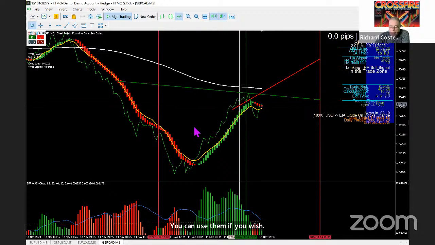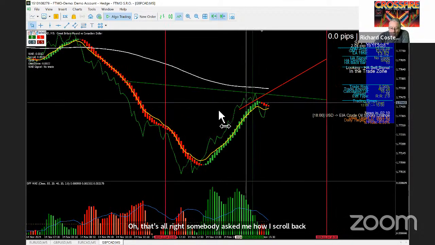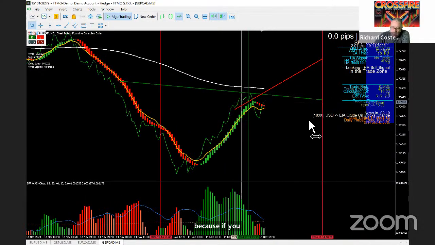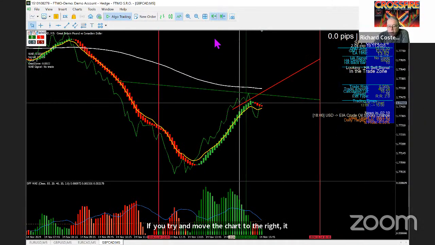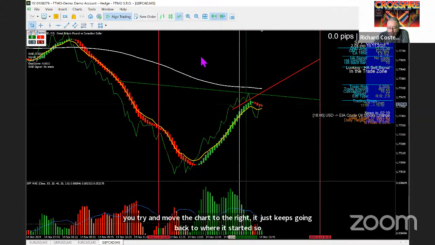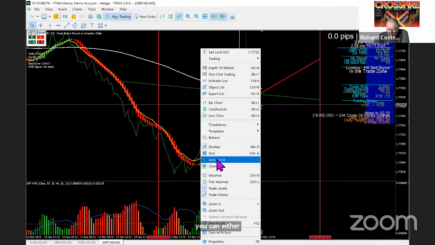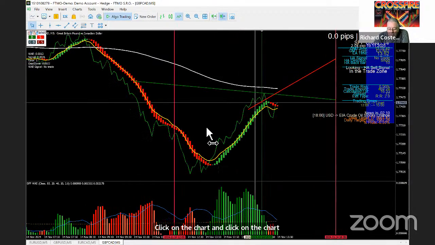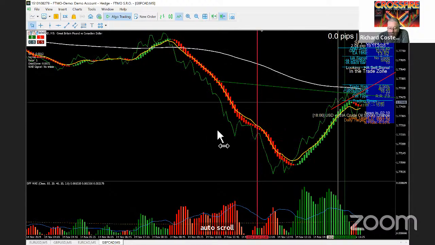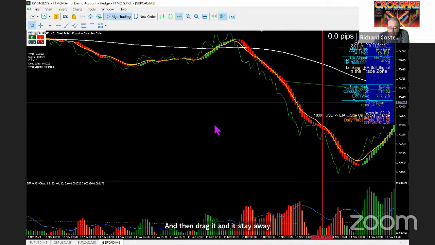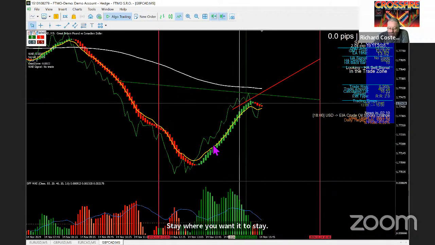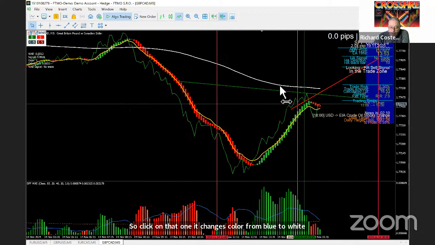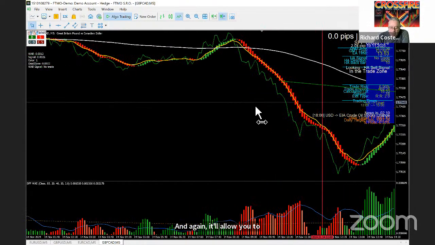Oh, that's right. Somebody asked me how I scroll back, because if you try and move the chart to the right, it just keeps going back to where it started. So you can either click on the chart and click auto scroll, and then drag it, and it stays where you want it to stay. Or if you prefer, you can go up to this box here, and it says scroll the chart. So you click on that one, it changes color from blue to white, and again it'll allow you to drag if you want to look back and see what's happened previously.